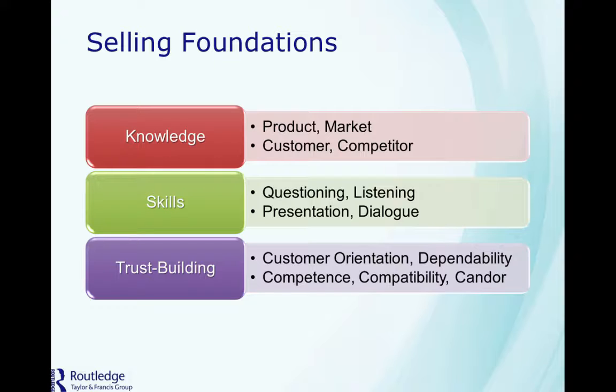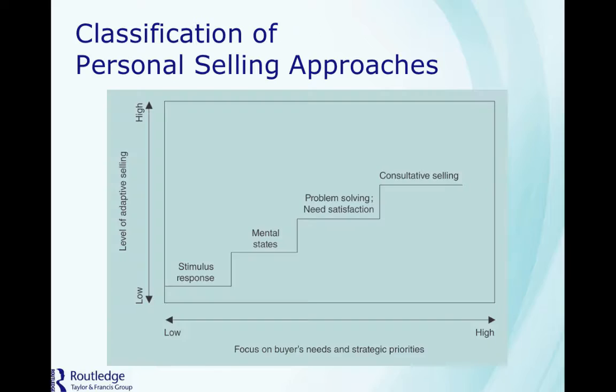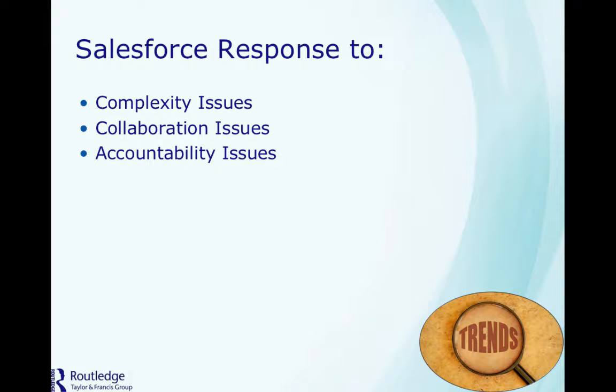So I'm just flipping through these fairly quickly. My expectation is that you would know this information a little more in depth based on the information in the chapter. But definitely these different foundations for selling. The different classifications and selling approaches, the characteristics of each one of these, how they are used in the selling process, and how sales forces respond to different complexity, collaboration and accountability issues.